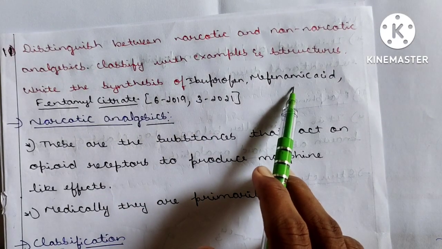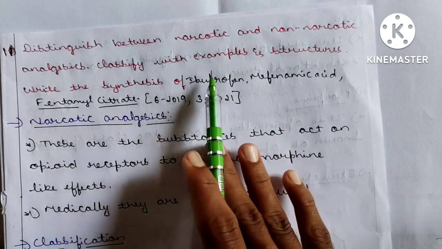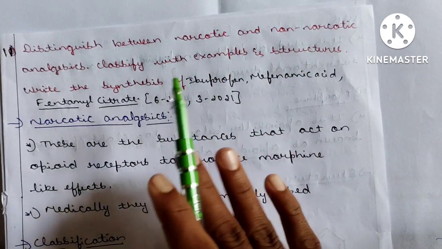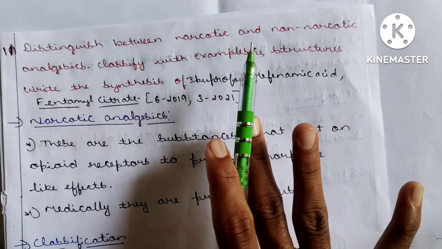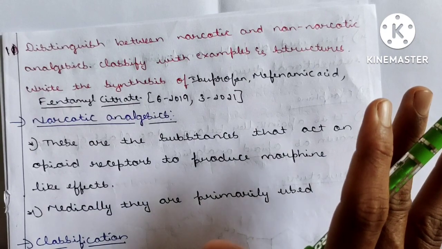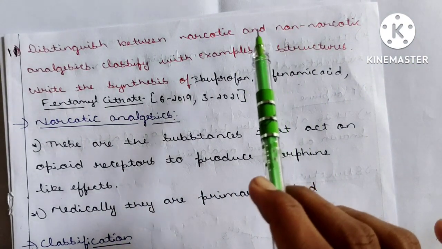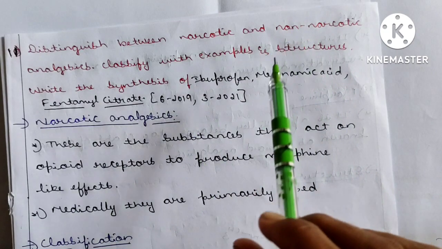Ibuprofen and mefenamic acid are NSAIDs, means non-steroidal anti-inflammatory drugs. These two were already explained in part 1 or part 2. You can go and watch that video. I have explained the synthesis there. So my request to you all is to watch the whole series of these 10 marks questions. I will upload them as a playlist, so watch them all.